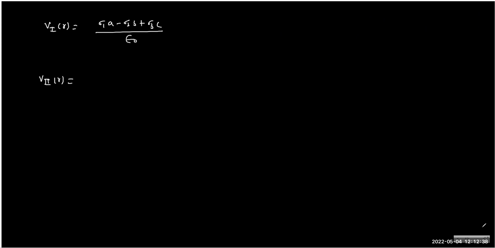So I'm getting 1 by epsilon naught into (sigma 3b minus sigma 2c plus sigma 1 a square by r), plus sigma 3b, plus sigma 3c minus sigma 2b, sigma 3c minus sigma 2b, plus sigma 1 a square by r. I think this is the correct answer.